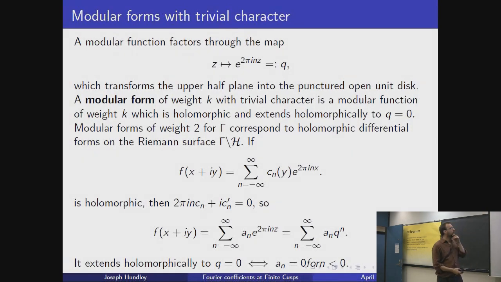And so a modular form is a function with that generalized periodicity condition. First, it should be holomorphic on the upper half plane. Second, it should extend holomorphically in the q disk across the point zero. Okay, so why are they called modular forms? Well, that's because if you take the weight to be 2, then this generalized periodicity condition turns out to be exactly what it means to be an invariant differential form on the quotient manifold.